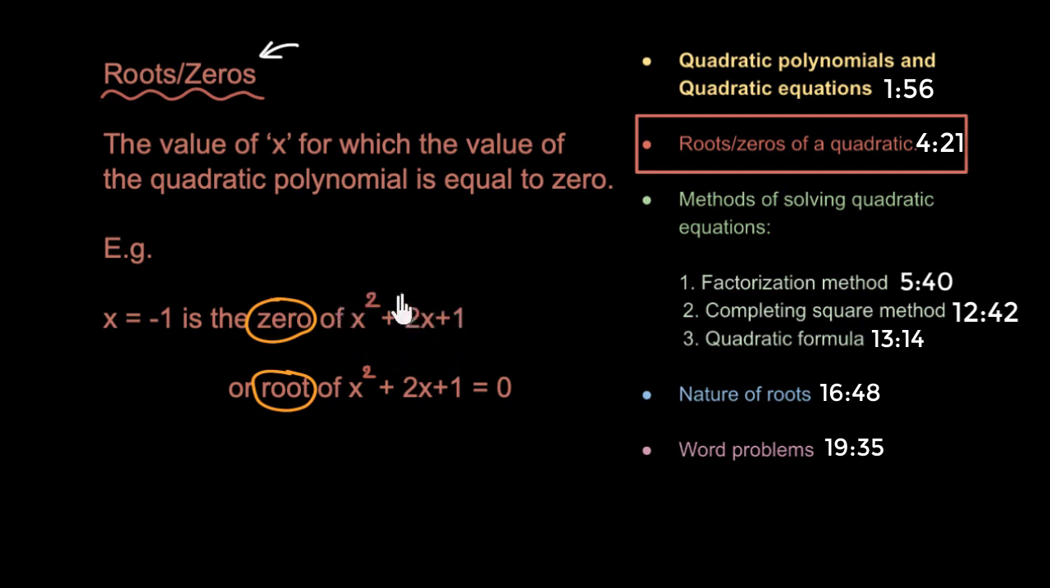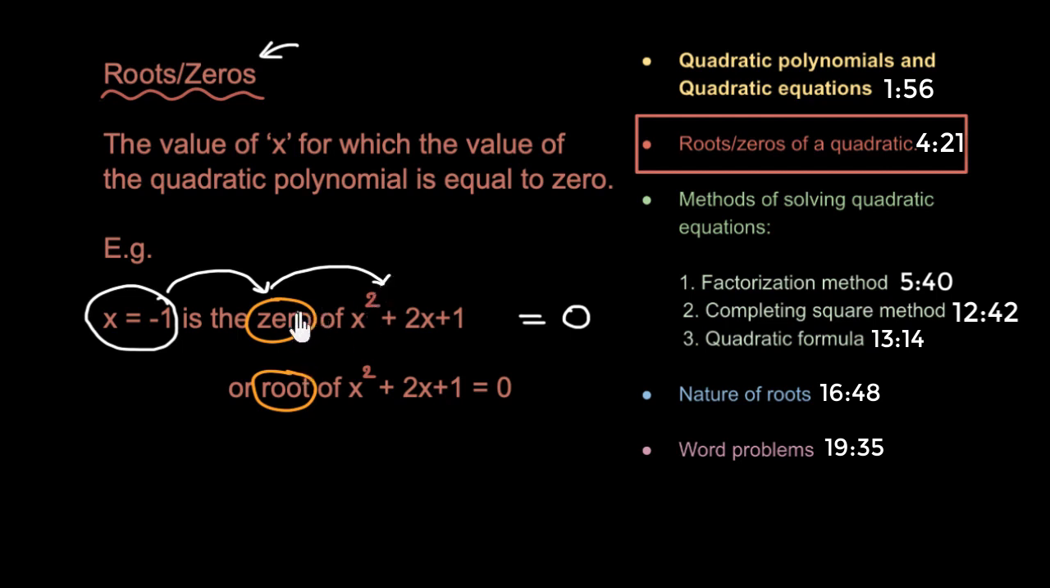Now, what value of x should I substitute here such that the value of this entire polynomial is equal to 0? Now it is given x equals to negative 1 would satisfy this condition, and hence x equals to negative 1 would be the zero of this quadratic polynomial.